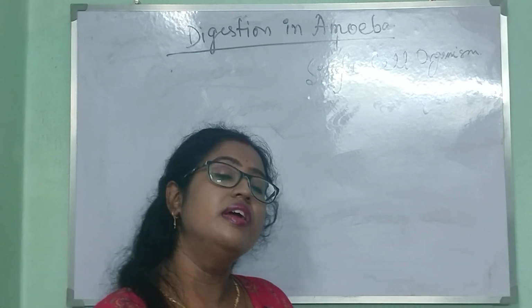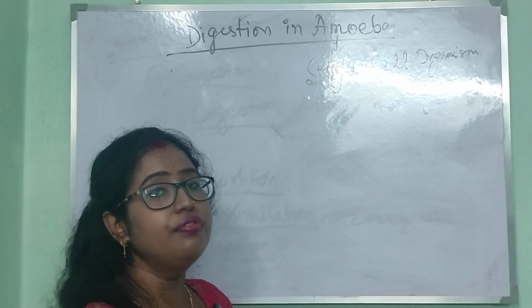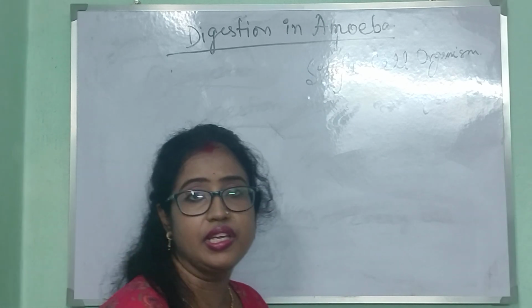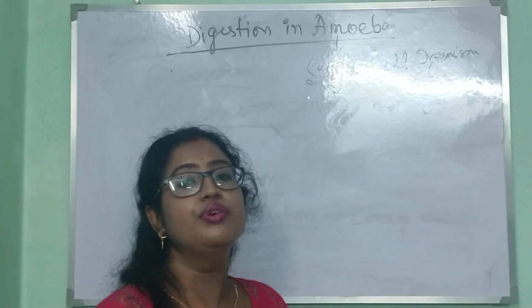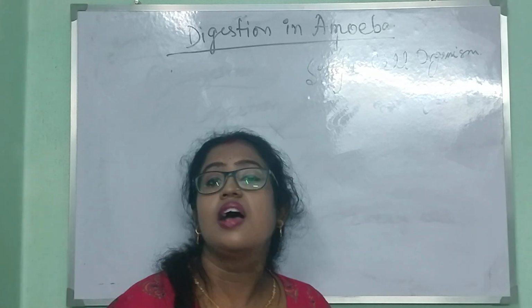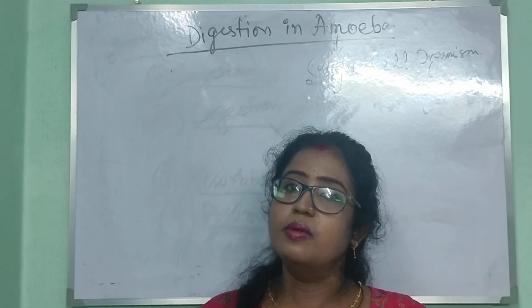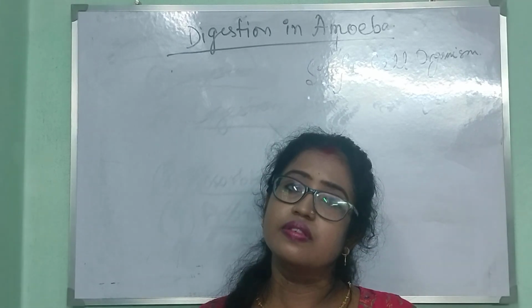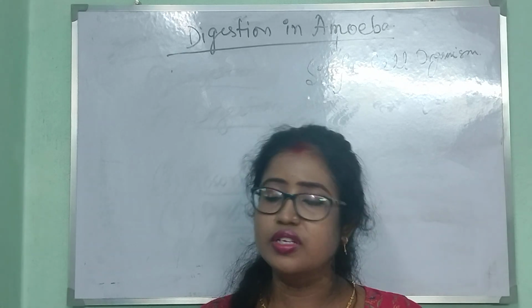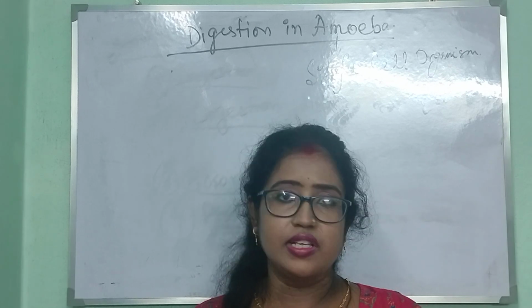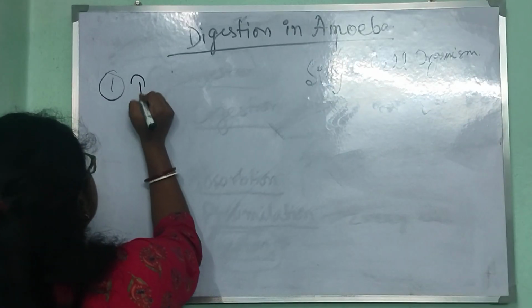In the previous class I discussed the 5 major steps of digestion. The first one is ingestion, second one is digestion, third one is absorption, fourth one is assimilation, and the last one is egestion. Digestion in amoeba also follows these 5 major steps. So the first step is ingestion.